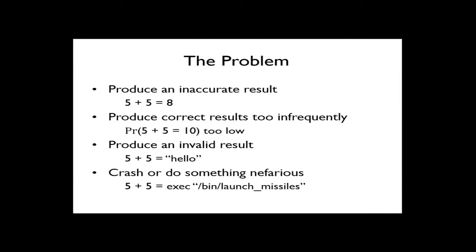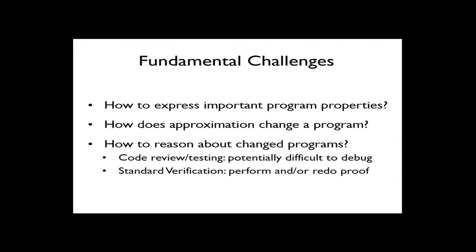And the problem is that not only may your program produce a wrong or inaccurate result, it could produce a completely invalid result that doesn't make any sense, or perhaps crash, or do something generally nefarious that we weren't expecting it to do. Now, to address these problems there are a variety of fundamental challenges that we need to think about, particularly how do we express important properties that our developers want to be true of these applications? How do we think about the semantics of approximation, of changing the behaviors of the program? And finally, how can we reason? How can we actually build confidence in or verify these applications?